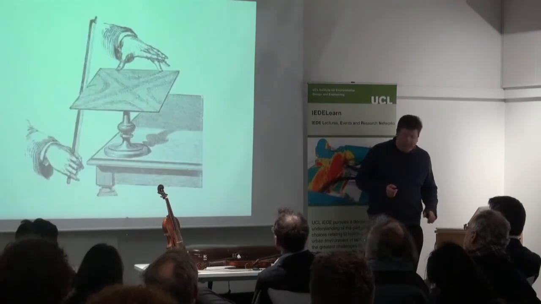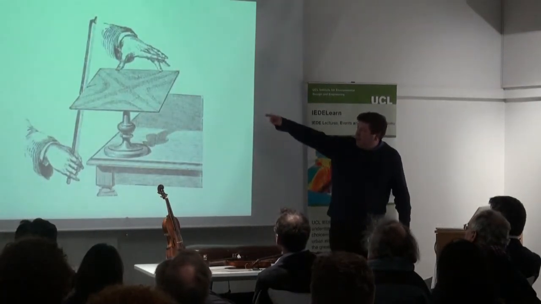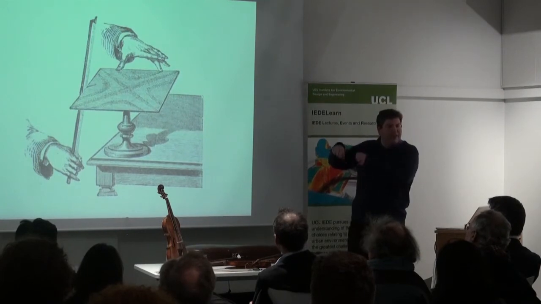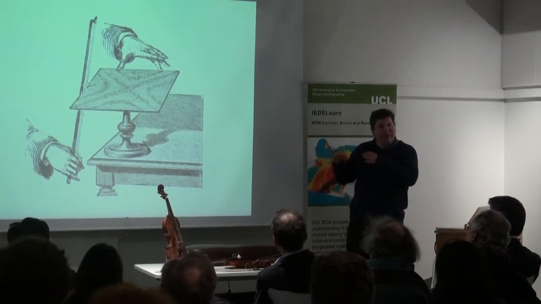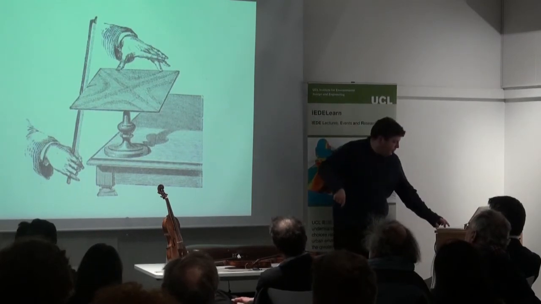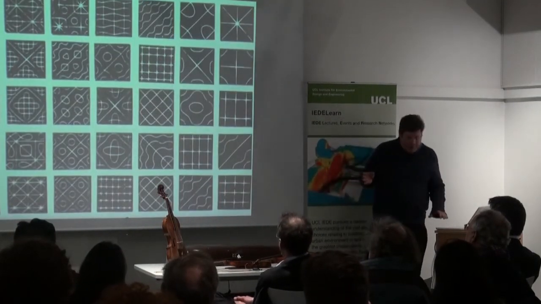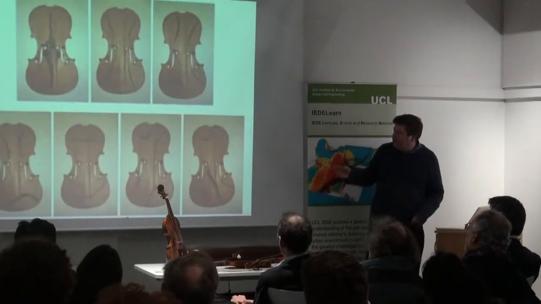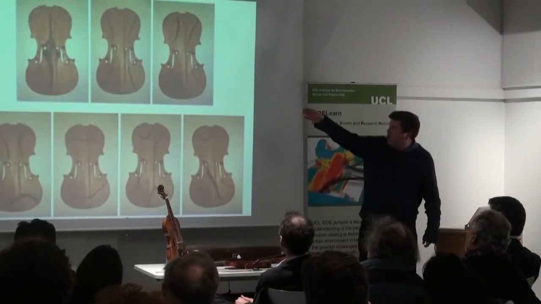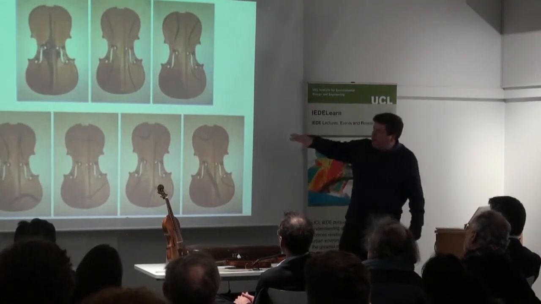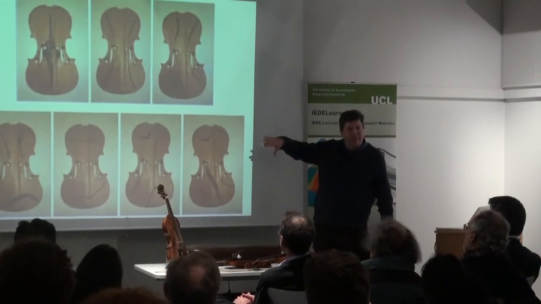So here you can see that plate, you put a little bit of sand on it and you run a bow across it until it starts to vibrate, and depending on the pitch it will form different patterns, and those are those patterns. What we see with that asymmetry when we apply it to the violin is that at different frequencies, the same thing happens, that you begin to form patterns.